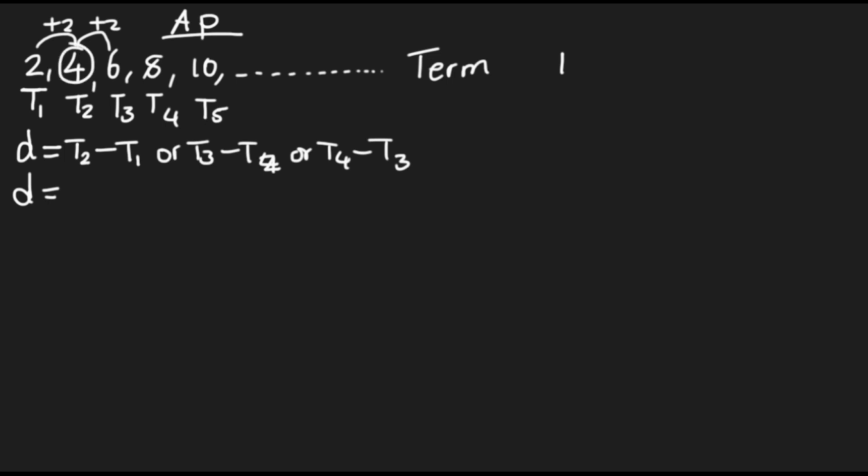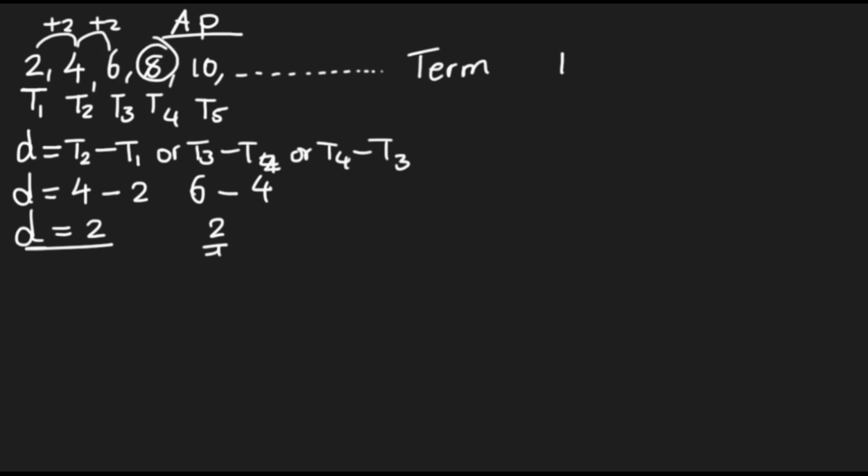So the second term is 4. So if we say 4 minus the first term, which is 2, we can see that we are getting the common difference of 2. Let's try to use the third term and the second term. The third term is 6 minus the second term, which is 4, giving us the value of 2. Or we can say 8 minus 6, we get 2. 10 minus 8, we still get 2. So that's how you can find the common difference.